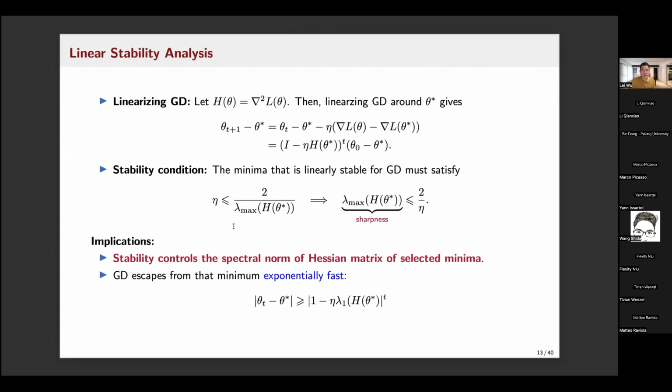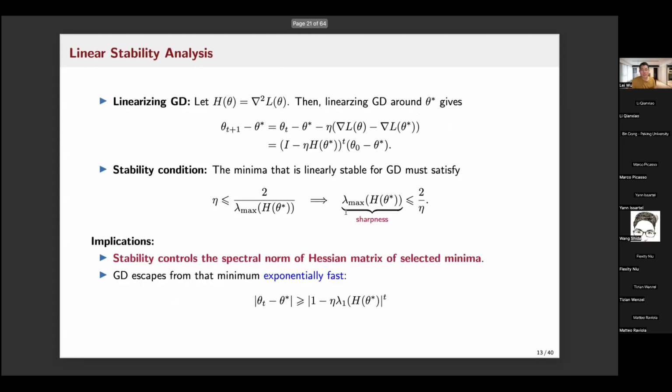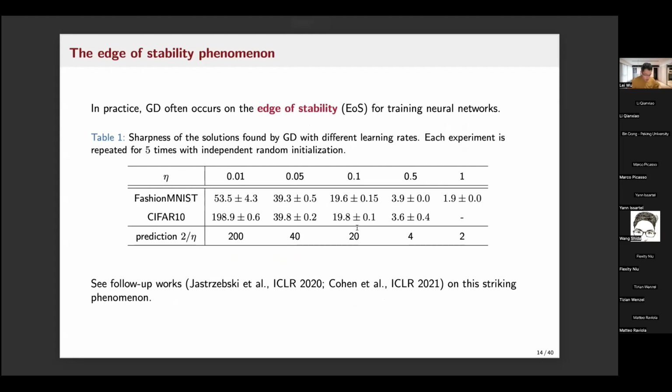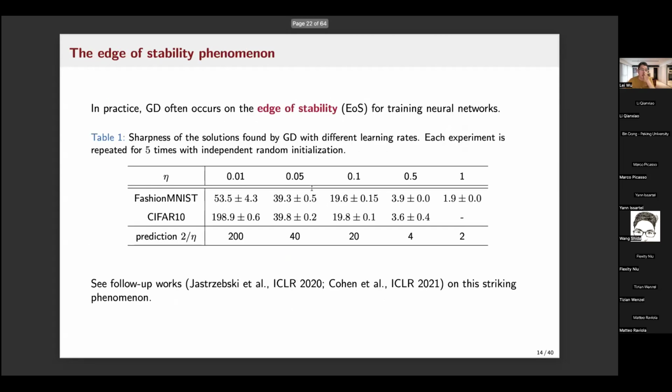This very simple analysis tells us that stability actually controls the spectral norm of the Hessian matrix at the selected minima, that is, the GD solutions. Moreover, if this condition is violated, then GD will escape from that minimum exponentially fast, because linear dynamics either converge exponentially or blow up exponentially. This is just a very simple mathematical derivation. We are interested in how this stability condition is relevant for practical training of neural networks, so I did some experiments, shown in this table.